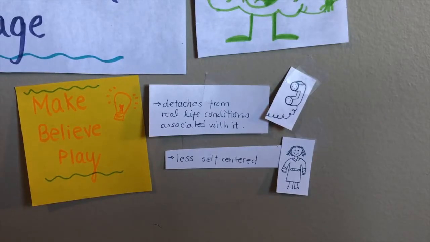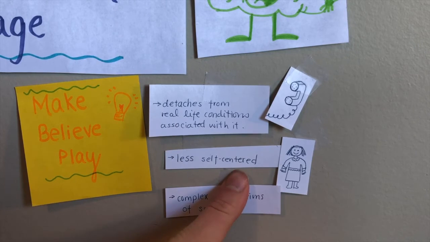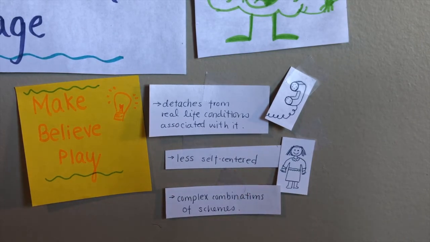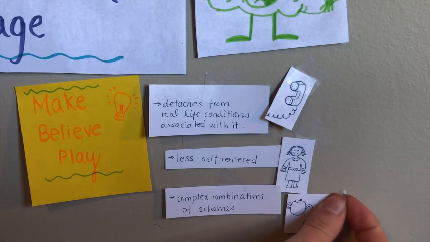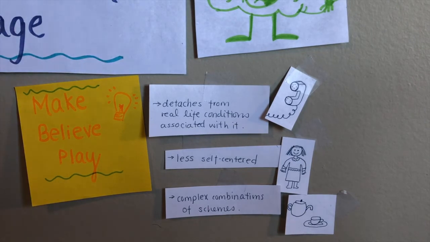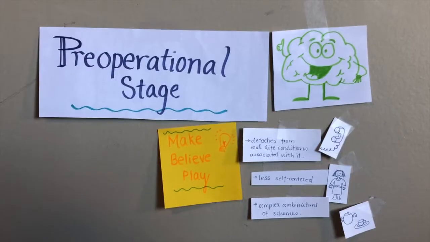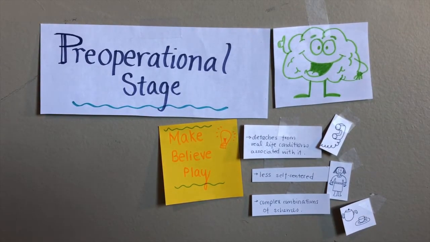Thirdly, play includes a more complex combination of schemes. For example, for the child to be able to drink from the cup, they realize they would have to pour it first. As well, children are able to make-believe play with others. Overall, make-believe play, in Piaget's view, allows children to practice their representational schemes, contributing to their cognitive and social skills.